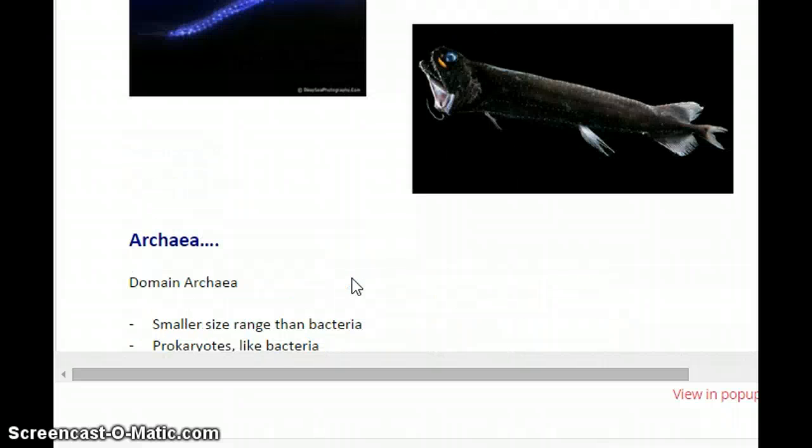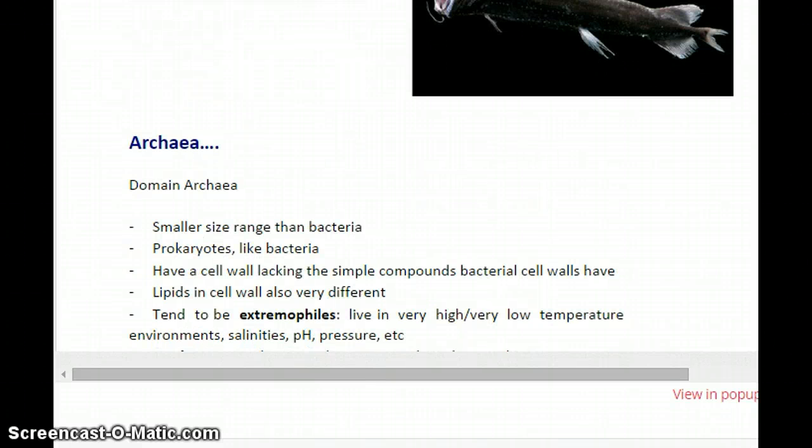So anyway, that kind of summarizes our prokaryotes, and we'll be looking at plants next, in the next slide, and that'll be under 19.2.